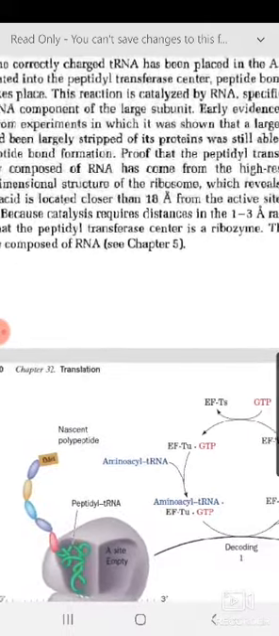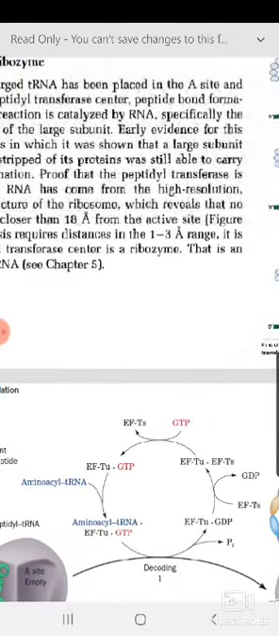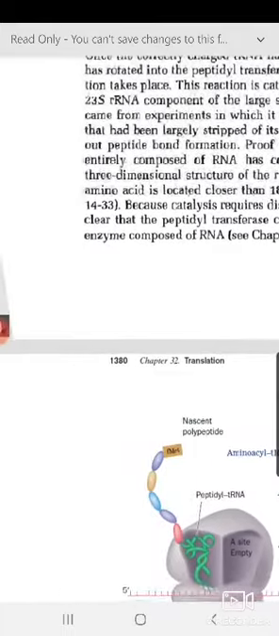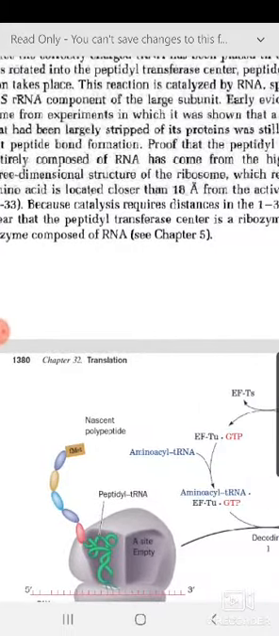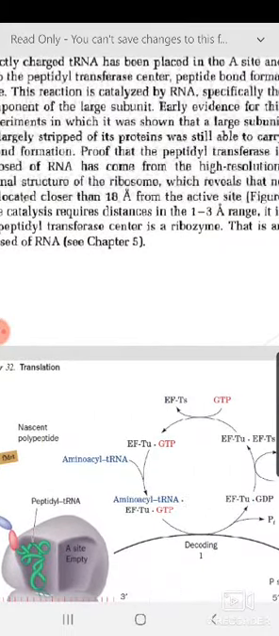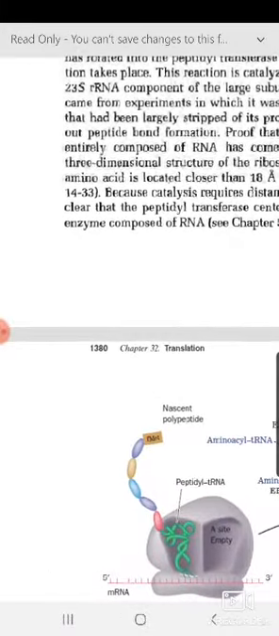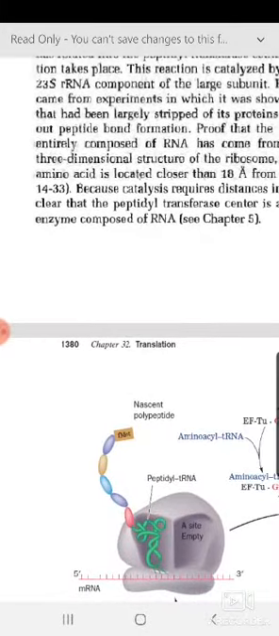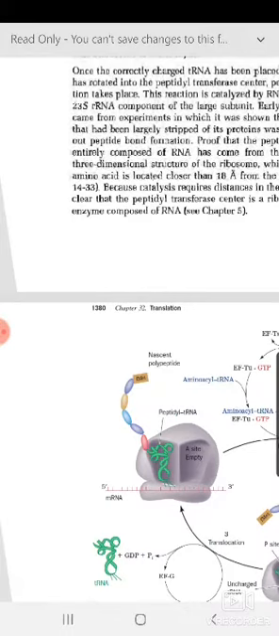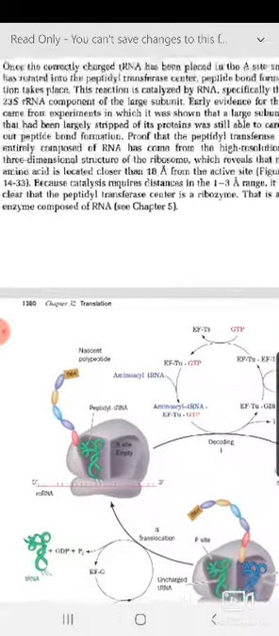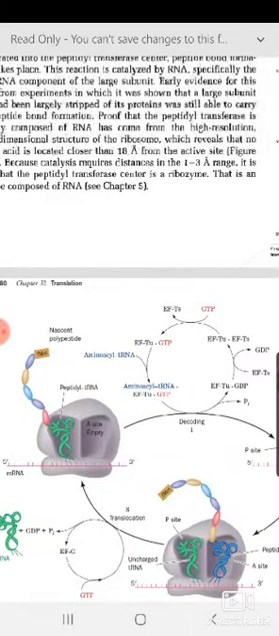Because catalysis requires a distance in the 1 to 3 angstrom range, it is clear that the peptidyl-transferase center is a ribozyme, that is, an enzyme composed of RNA. So the actual peptide bond formation reaction is catalyzed by rRNA, which is present in the ribosomal big subunit. For prokaryotes, it is 23S rRNA. No protein amino acids are taking part in this reaction.